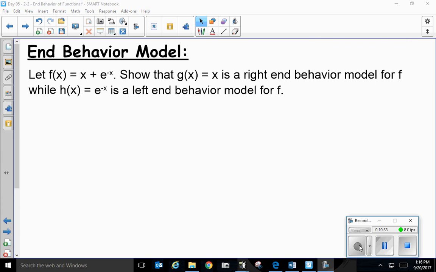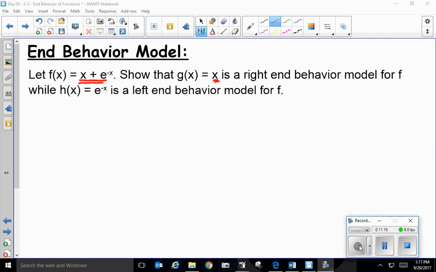So now that we know some of the math behind proving whether something is a left or right behavioral model, now we're going to see if we can come up with one ourselves, or prove that what they give us is an actual model. So let's take a look. Let f of x be this function here, x plus e to the negative x. Show that g of x equals x is a right end behavior model for f.